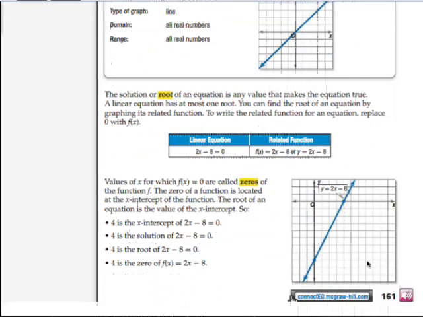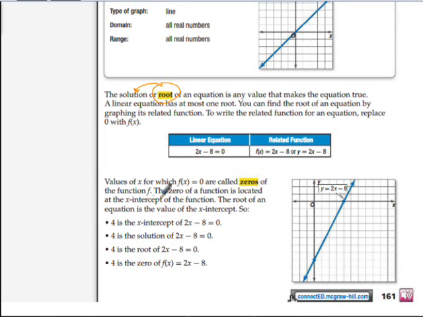The solution, or root, so we need to understand that a root is a solution. So same thing. A solution of an equation is any value that makes the equation true. You can find the root of an equation by graphing its function. To write the related function for an equation, you replace 0 with f of x. So if we have f of x equals 2x minus 8, we replace that f of x, or y, with 0, and then solve. And we're going to solve by graphing.